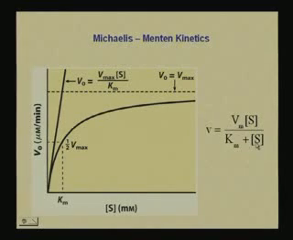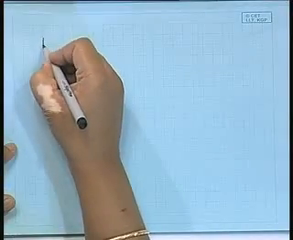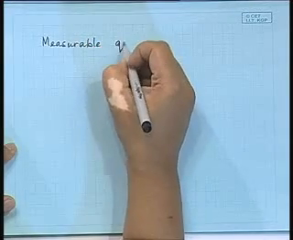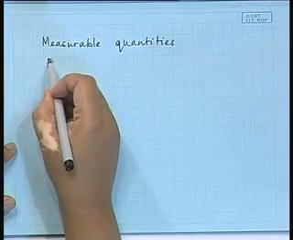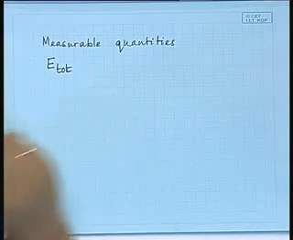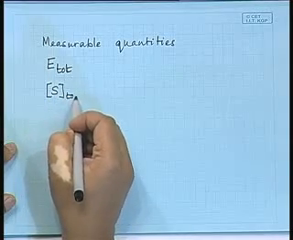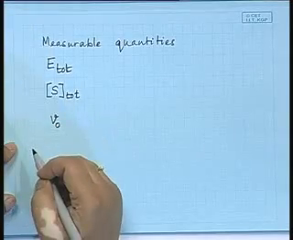Now, if I know the total enzyme concentration that I start off with, there are certain measurable quantities that I have. What are these measurable quantities? The measurable quantities are total enzyme concentration, total substrate concentration, and actually my initial velocity. Why?